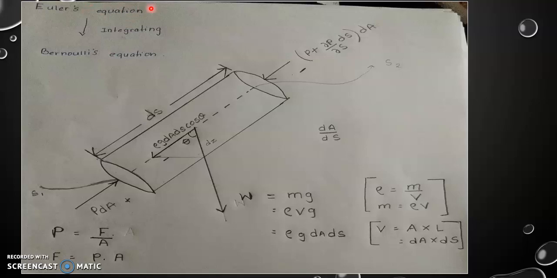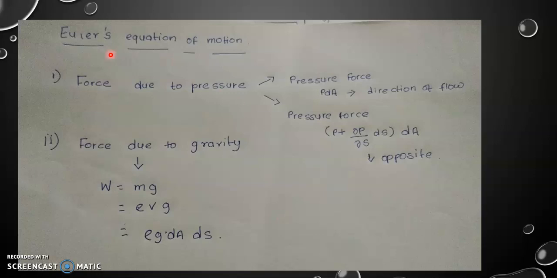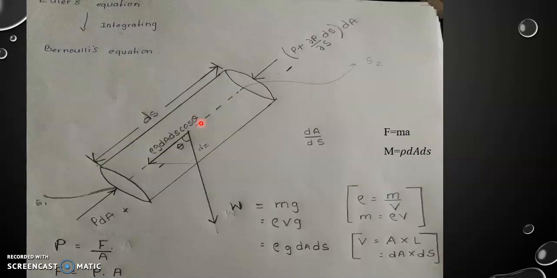So in Euler's equation of motion, we basically consider three forces: the pressure force acting towards the motion of the fluid, the other pressure force that is acting against the motion of the fluid, and lastly the weight force due to gravity. As mentioned earlier, in Euler's equation of motion we consider three forces, that is, force due to pressure, of which we have two, the pressure force towards the flow of motion and the other pressure force that acts against the motion of the fluid, and lastly the force due to gravity, that is, the weight force.